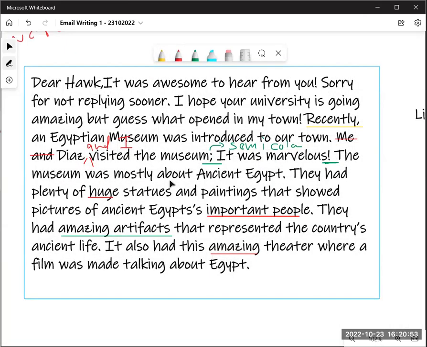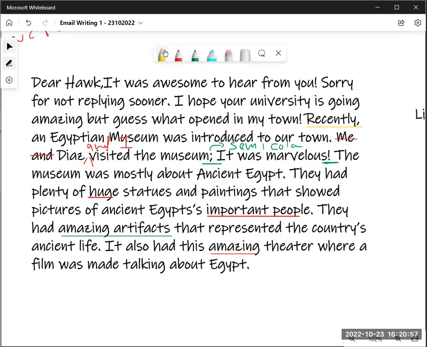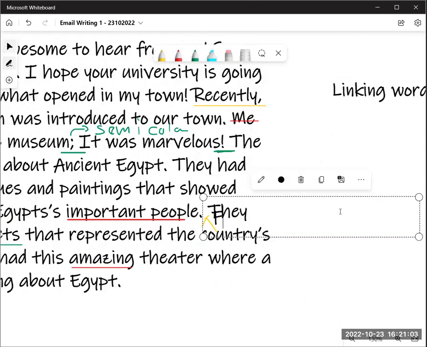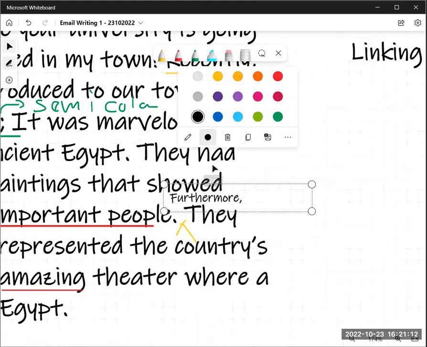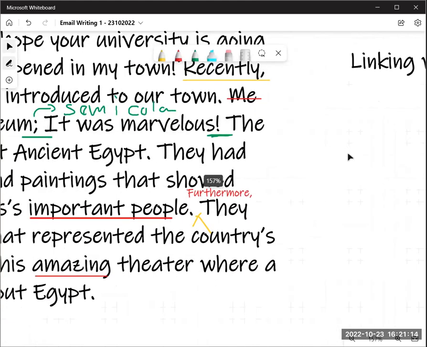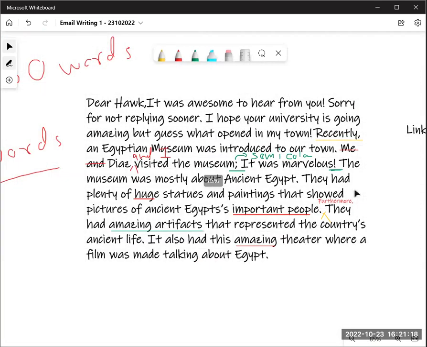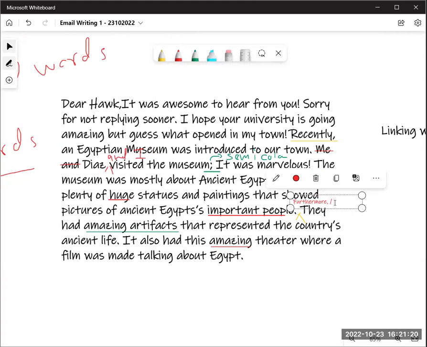"It was marvelous. The museum was mostly about ancient Egypt." Then we'll add something here. We'll say, furthermore, over here. So after a few lines, you must add linking words, because otherwise it will look very long and boring. Add linking words. Let's say after every 2-3 lines, you have to add a linking word, like furthermore or moreover, additionally.